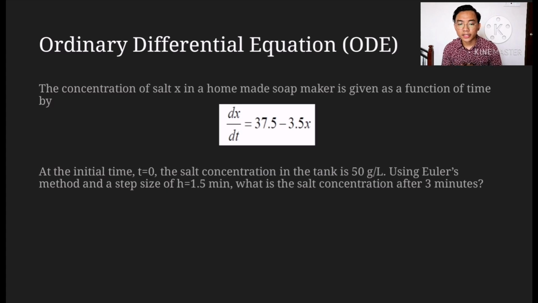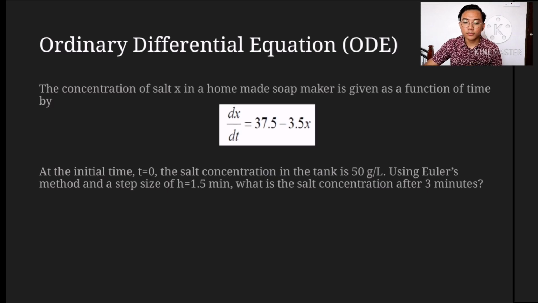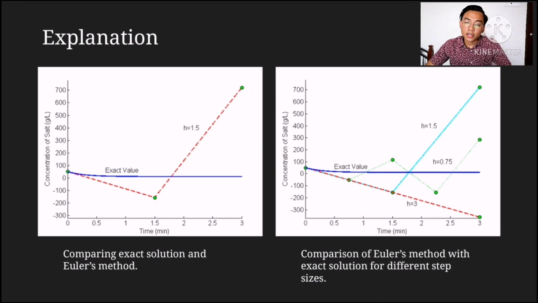Okay, looking at the differential equation, we can conclude that this is a linear differential equation. It is a first order differential equation, and it is an ordinary differential equation. Why is it ordinary? It is because it only involves one independent variable, or we can say it is singular. Compared to a partial differential equation, which must involve more than one independent variable, or plural.